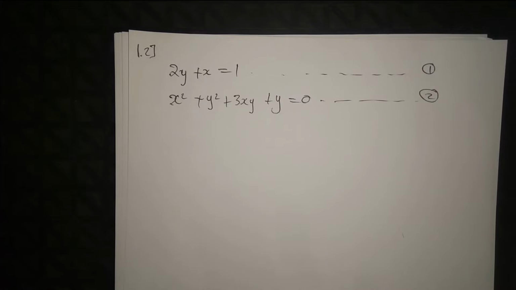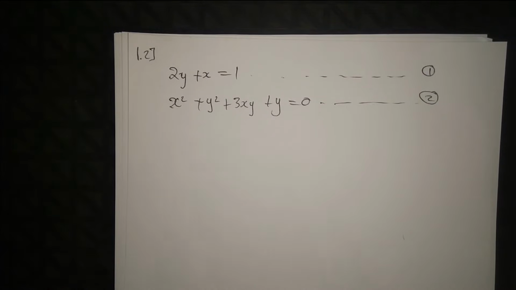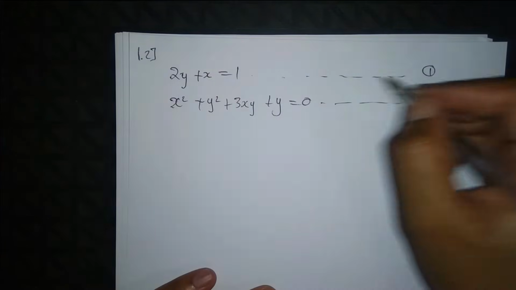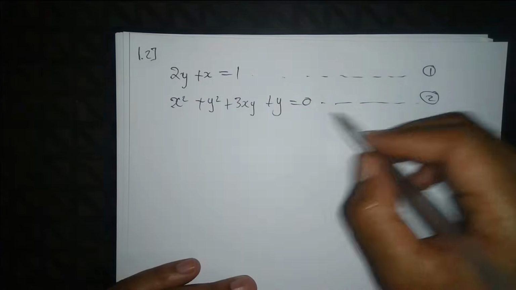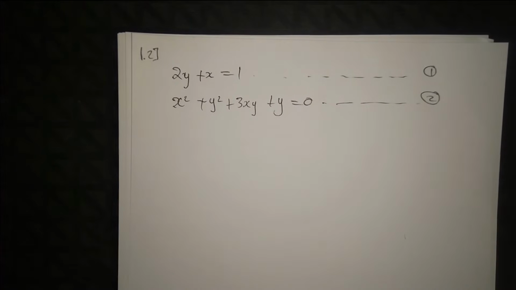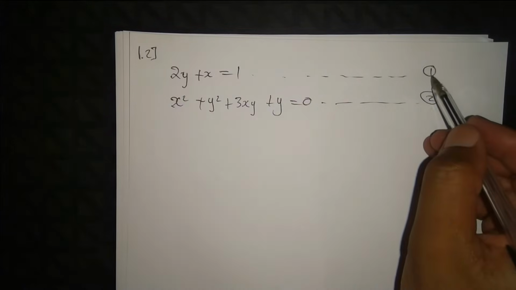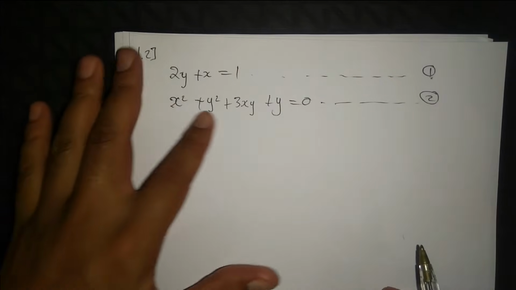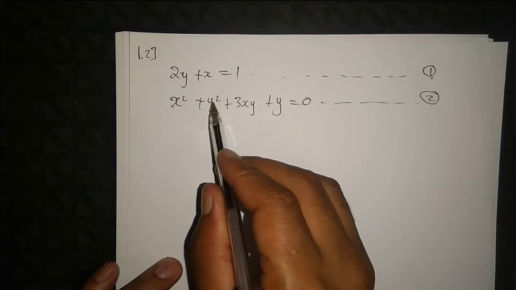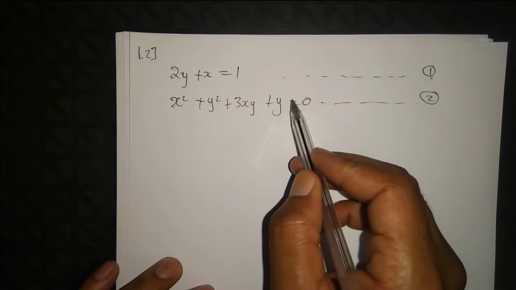When you solve a simultaneous equation, you need to name your equations. The first equation is your equation 1, then the second equation is your equation 2. Then you need to take one of the two equations and make x or y the subject of the formula so that you get equation 3. So here we will take equation 1, right? Why? Because it's simple. This one is a mess because I have x squared, y squared, 3xy, and I have y, right?